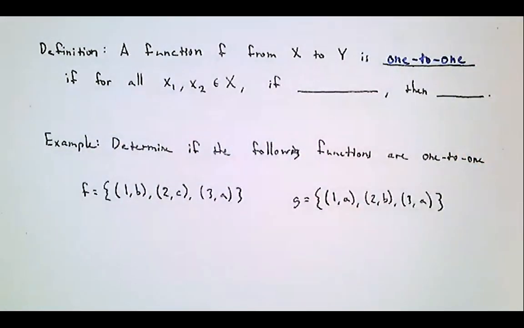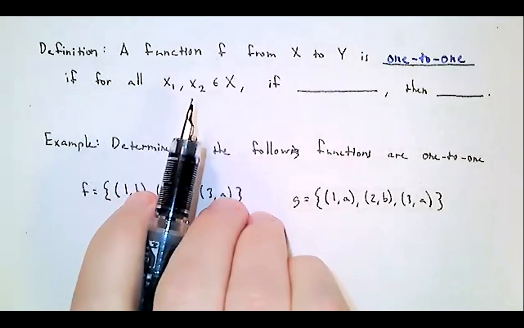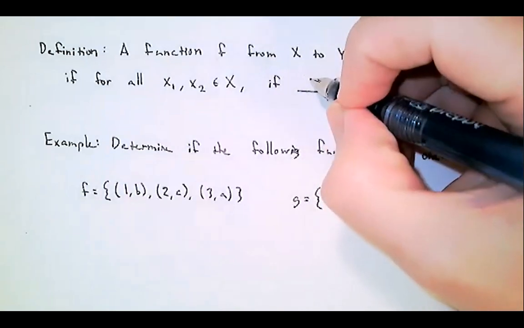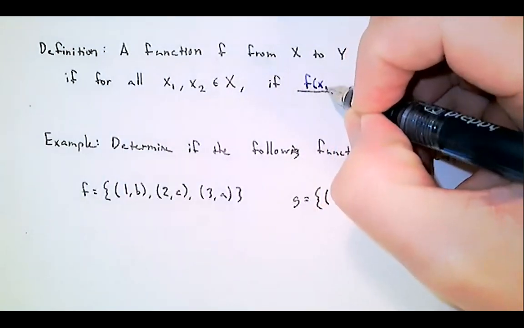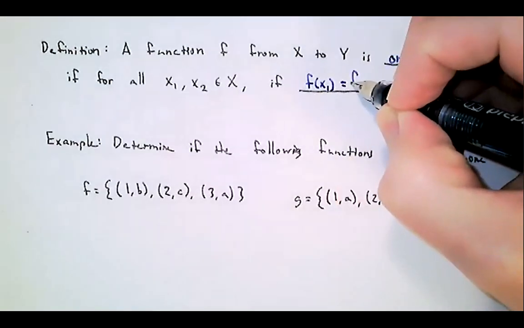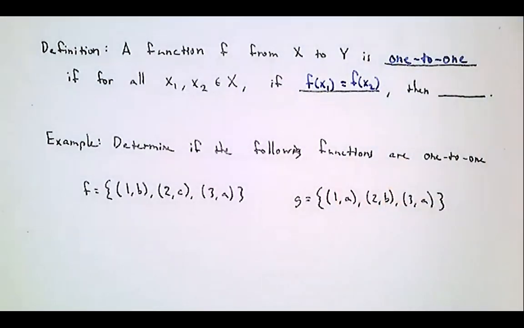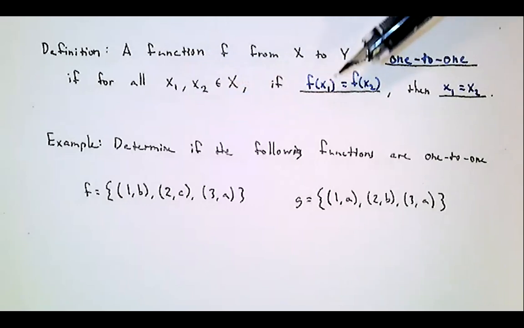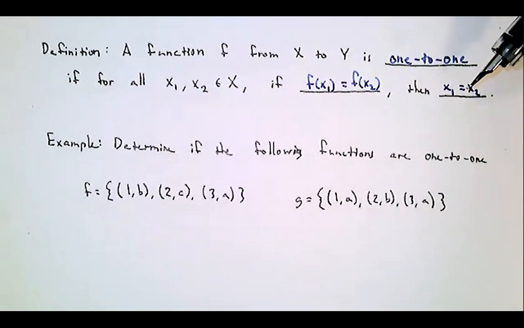And the technical definition of this says that for all x1 and x2 in your domain x, if the function values at x1 and x2 equal each other, so if f of x1 is equal to f of x2, then x1 had to be equal to x2. So what this is telling us is that if we plug in numbers into our function and we get the same output value, then those numbers had to be the same to begin with.